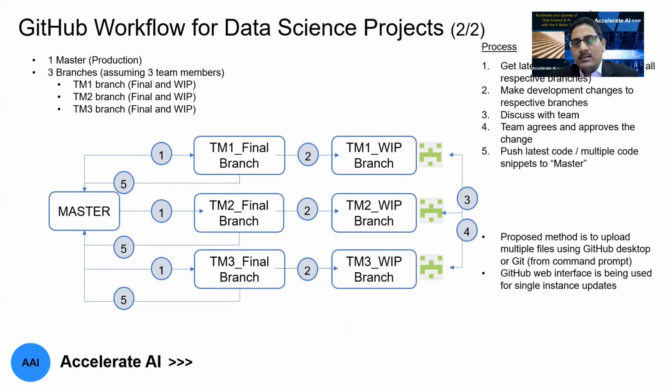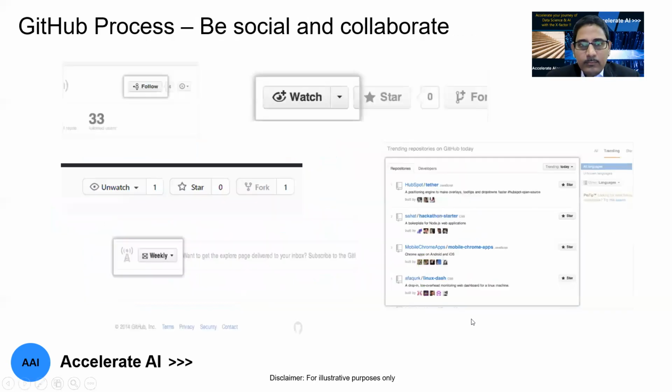In addition to that, there could be an alternate option also. You may say that all three team members would have a work in progress branch, and then they get back to a staging area. There may not be three final branches the way we have shown it here. There could be one staging area or a pre-prod branch kind of thing, and then you can move from there to the master branch. That also can be followed.